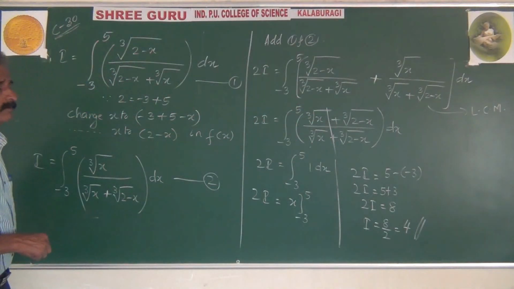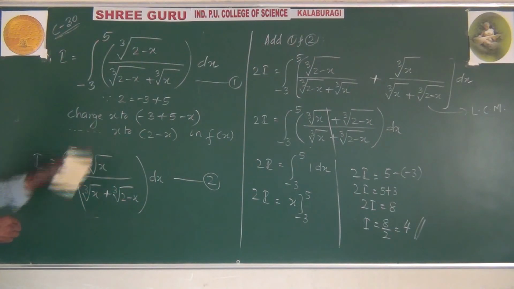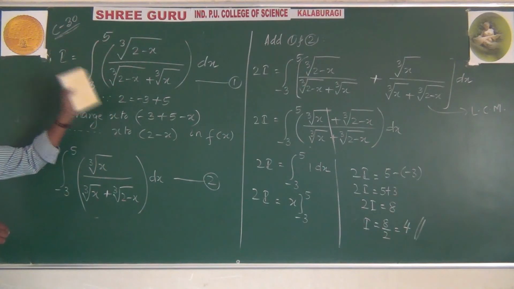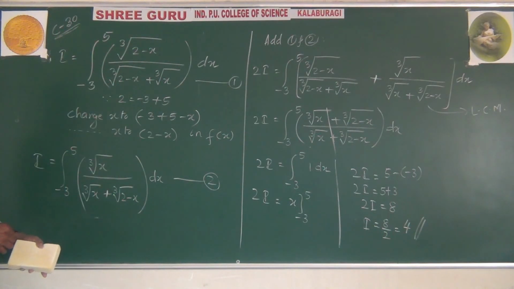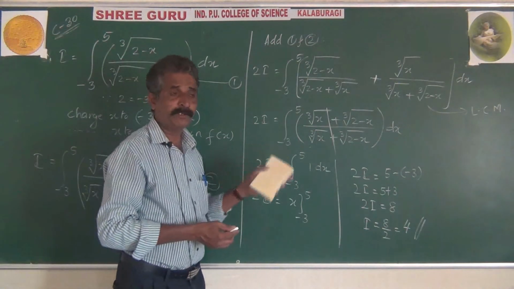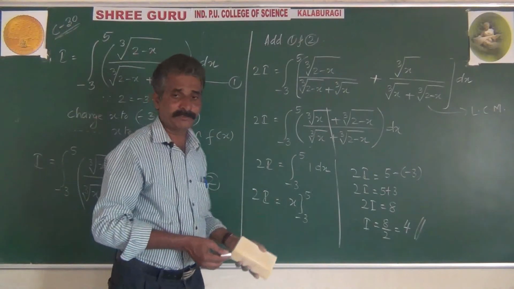Like this one can have plenty of problems, but the method of solving does not change. Numbers can be changed, function can be changed, but the method remains the same. Still we have some more questions under property number 5 that we shall see in the next class. That is class number 31.